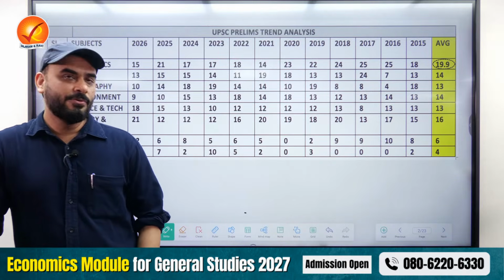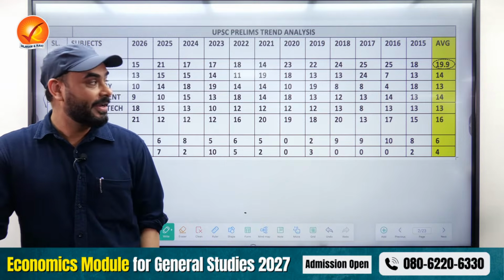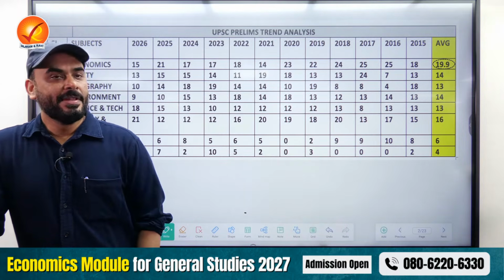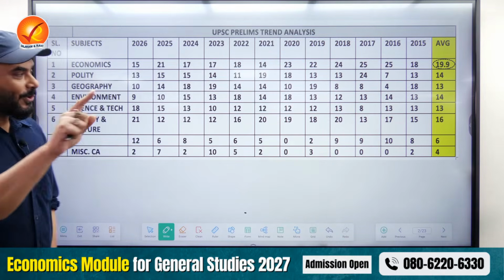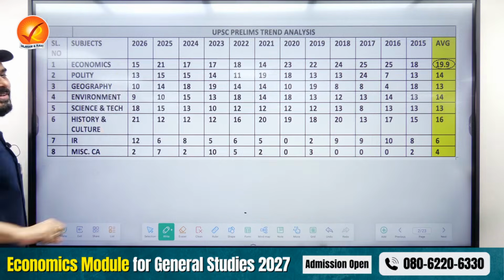In economics, if you look carefully, the average number of questions is 19.9. You can do your calculation, you will find it to be around 19.9, which is 20 questions. Now, mind you that these 20 questions on an average is also on the lower side because of the 15 questions which were asked this year.